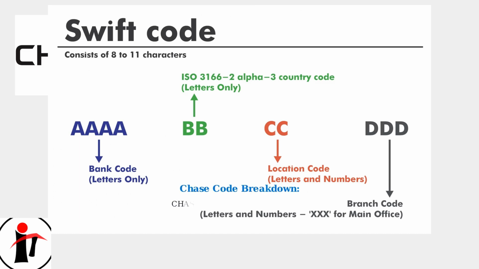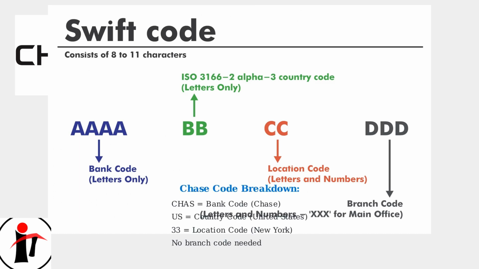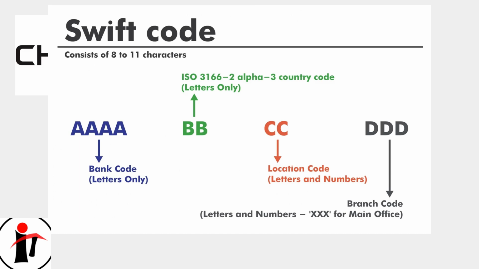For Chase's code, CHASUS33, CHAS represents the bank code for Chase, US is the country code for United States, 33 is the location code for New York, and there's no branch code in this case.